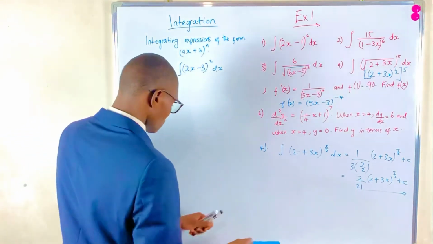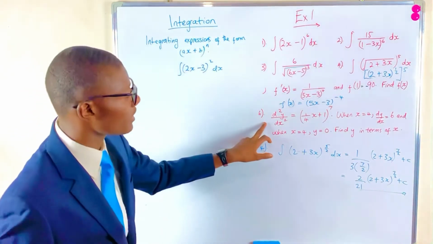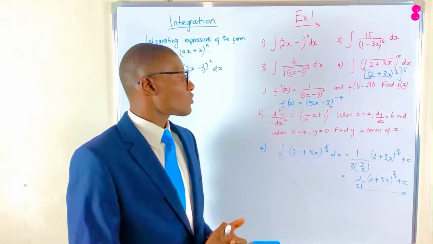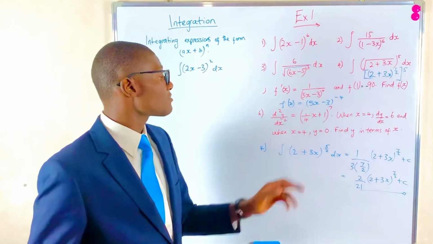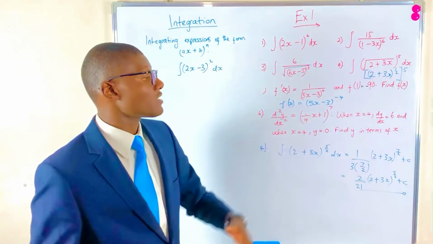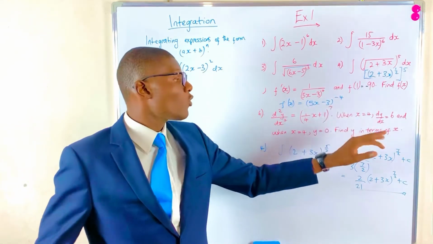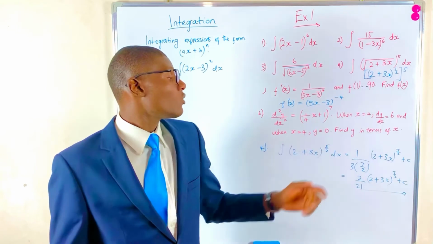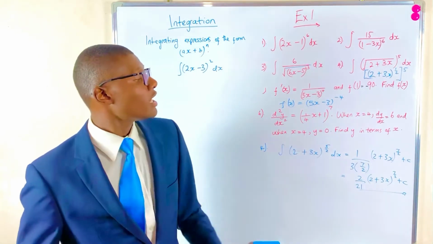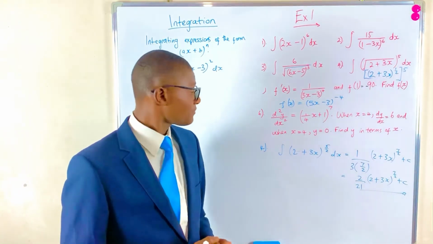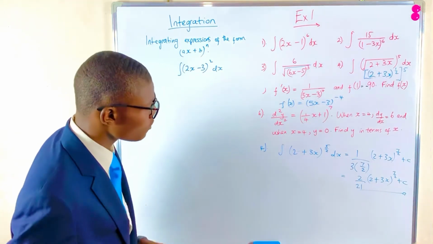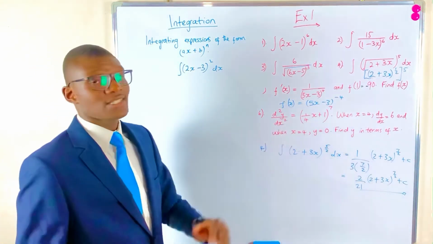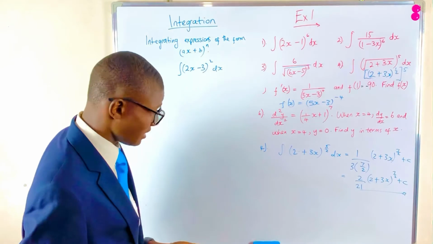Alright. So for number 6, we're told that d squared y by dx squared is equal to 1 over (4x plus 1) raised to the power of 7. And then when x is 4, dy by dx is equal to 6. And when x is 4, y is equal to 0. Find y in terms of x. Right. So first of all, we shall integrate the second derivative to get dy by dx.